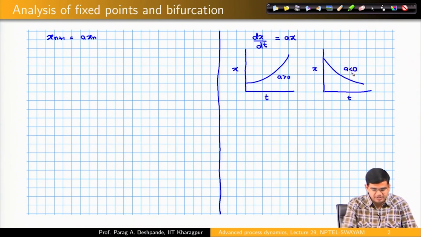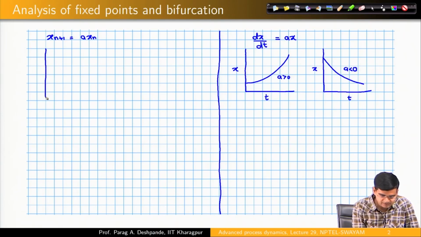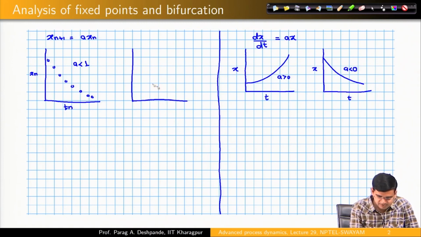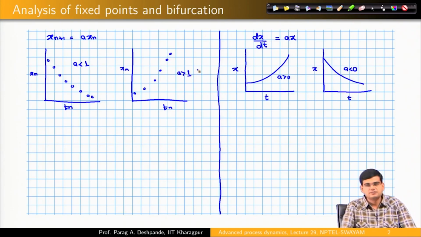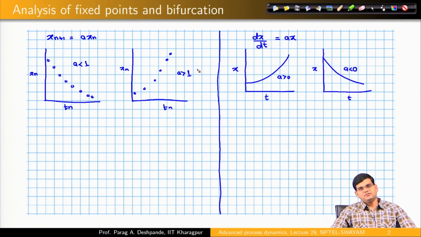And we saw in the previous lecture that this in fact was the case for this also, that you have x n versus n, and you saw a decreasing behavior for a less than 1 and an increasing behavior for a greater than 1. Okay. So, there qualitatively as far as the solutions are concerned, there is a 1-to-1 match.